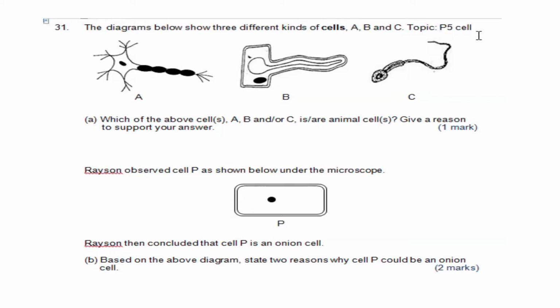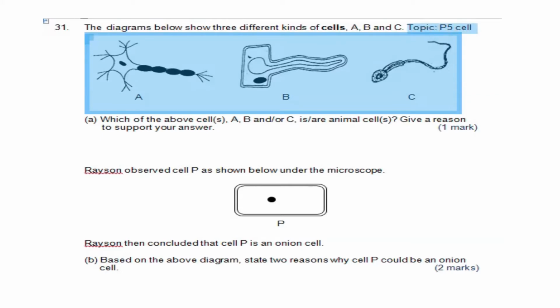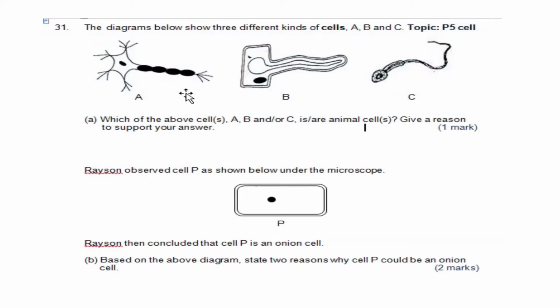Now, after that, let's take a look at the cells here. Okay, so A, B, and C. I've told you in class that for this topic, you do not need to identify what exactly the type of cell is. Like for example, A is a neuron cell, C is a sperm cell, or B is a type of plant cell. You don't need to identify what cell it is because we don't learn about the different types of cell.